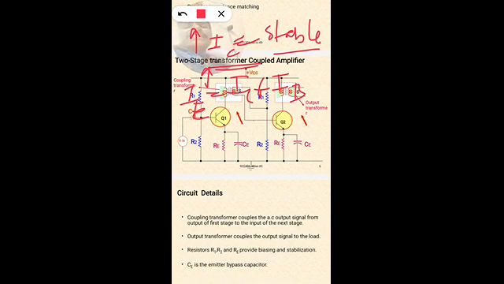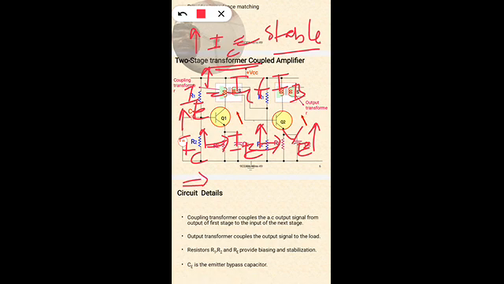So when IC increases, IE also increases. When IE increases, VE also increases. So see here how the flow works. When IC increases, that is going to increase the IE. So when IE increases, the VE increases. When VE is increasing, VBE is decreasing. When VBE is decreasing, IB decreases. When IB decreases, IC decreases.